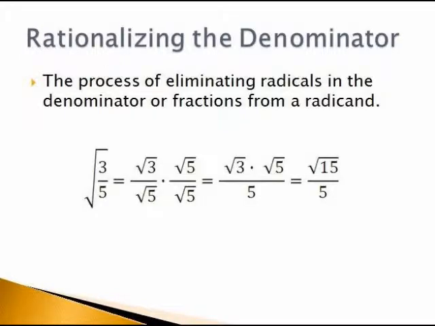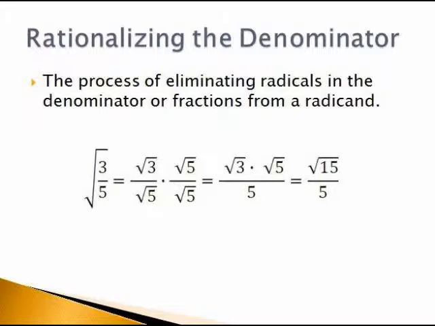Then there's the process called rationalizing the denominator. This is something that we've mentioned before, you should have talked about before at some point. What you're looking at is that you don't want to end up with a radical in the denominator. That's improper in terms of mathematics. So when we look at this, we have the square root of 3/5. That translates into the square root of 3 over the square root of 5.